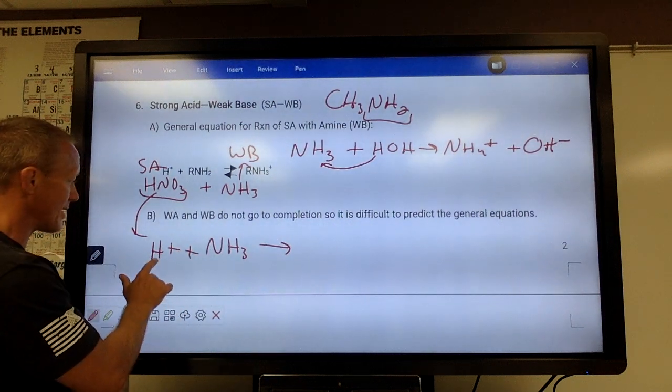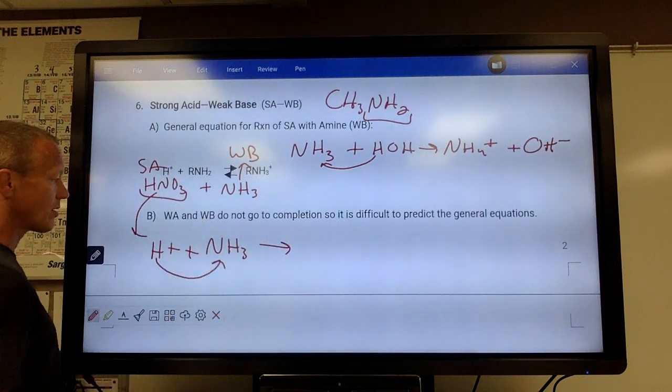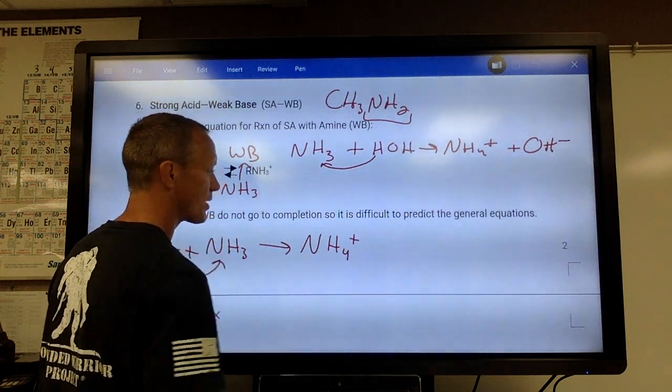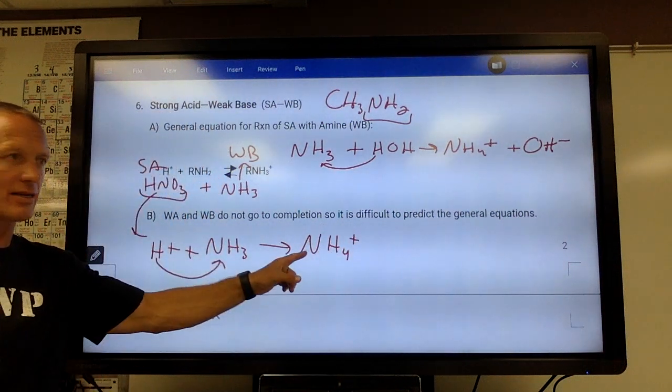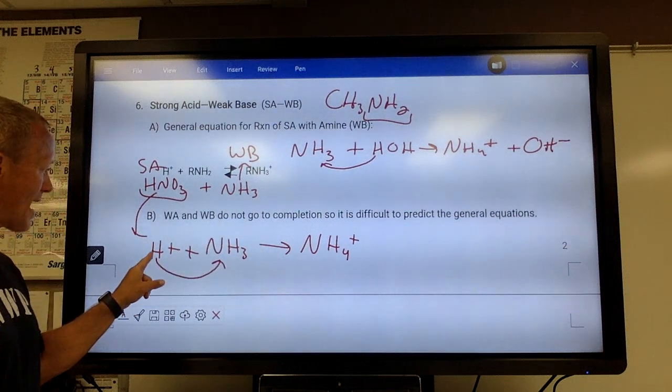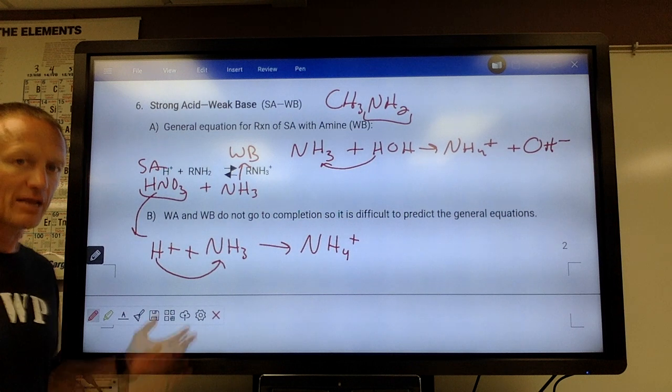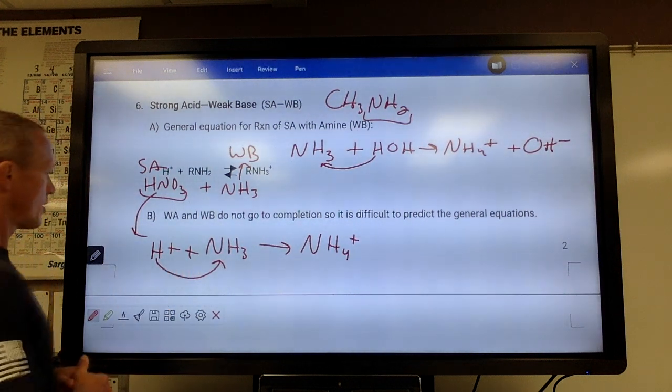H+ ions plus NH3, again, the acid gives to the base. We're going to form NH4+, which is actually a weak acid in itself. A strong acid plus a weak base makes a weak acid. The acid's a little bit stronger over here.